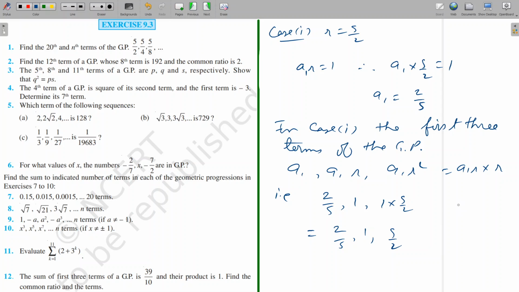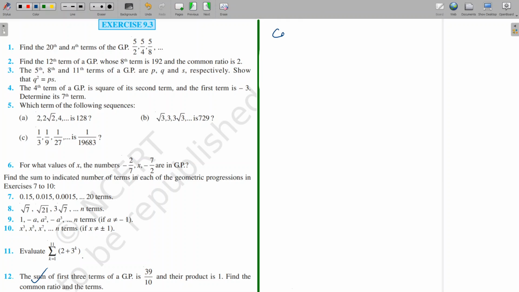And similarly, we will be doing case 2 in the same way. What we have to do in case 2 is put R as 2 by 5. Case 2, R equal to 2 by 5. So first of all, to solve case 2, we will find the value of A1. We already have A1R equal to 1, since we calculated that earlier. Therefore, we can say that A1 into 2 by 5 equal to 1. Therefore, A1 is equal to 5 by 2.